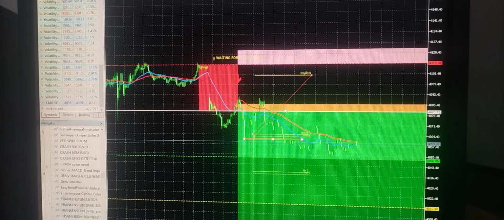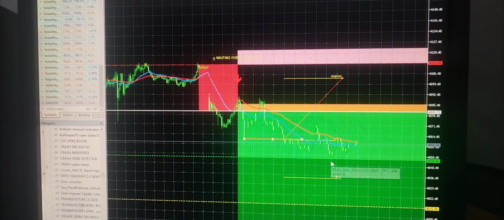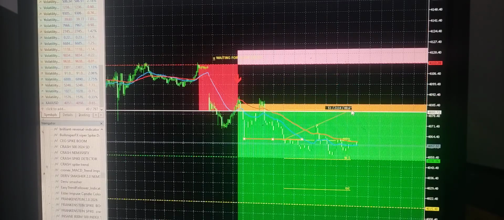I'm giving you all these options now. You can take a sell there, and then you get a TP hit there. Then you can obviously move your SL above there, and you get your TP there. So you still get your money, right?